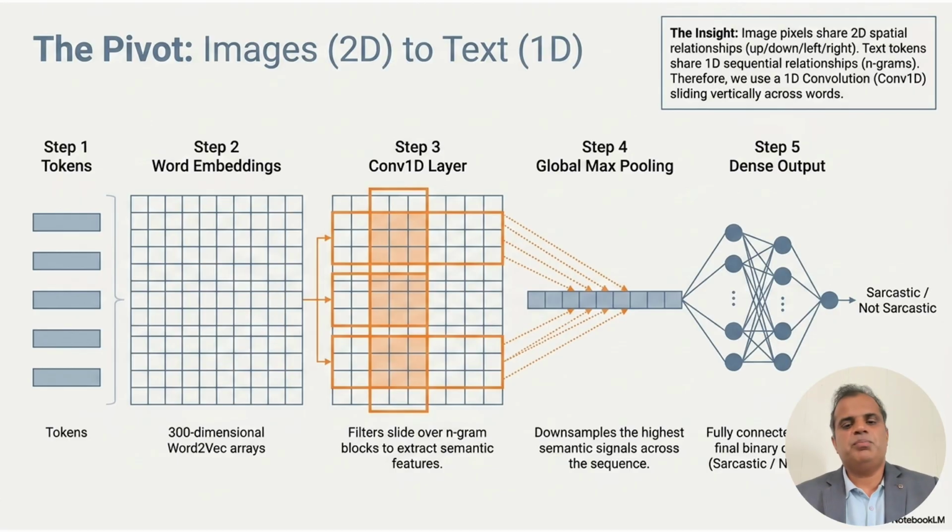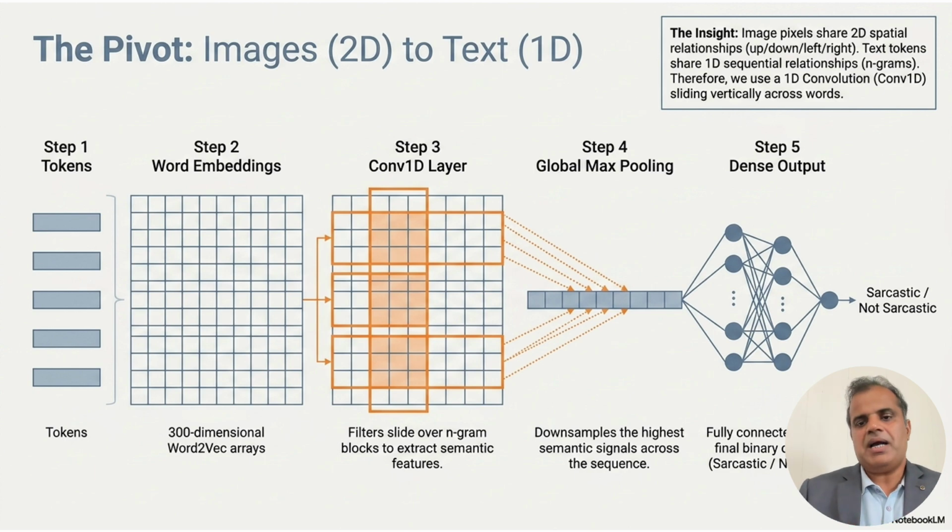Here is the critical pivot of today's lecture. How do we jump from 2D images to 1D text? In an image, pixels have a two-dimensional relationship. They connect up, down, left and right. But text flows in a single direction over time, creating a 1D sequential relationship. Therefore, we use a 1D convolution, conv1D, that slides vertically down our words like a scanner.